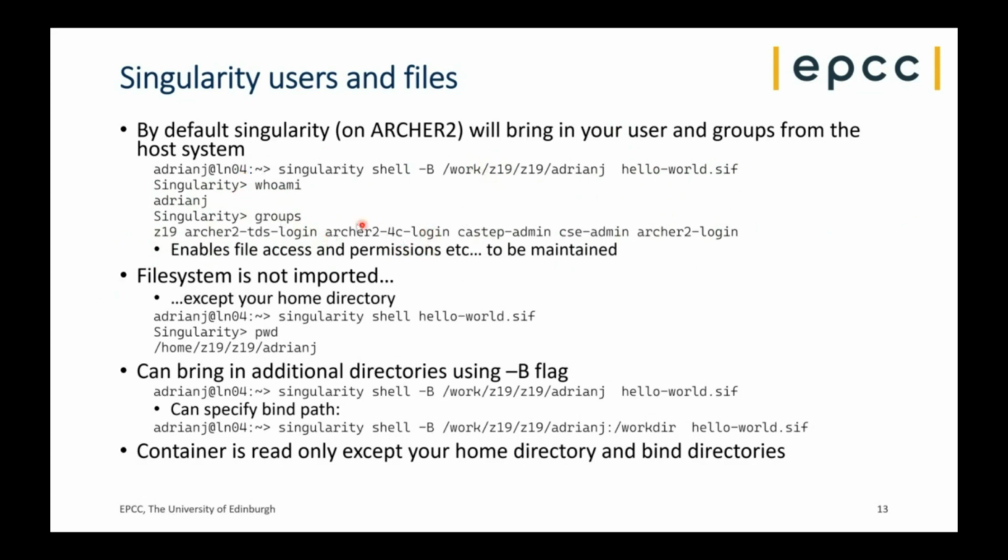Now, it doesn't wholesale import all the groups, so it won't know about other users on the system. But it knows about me and my groups, and that means it can work out which files I'm allowed to access and which file permissions I have. Now I can see in this command here, I'm using a special -b option, and I've not covered this yet. But basically, when you load up a Singularity container here on the login nodes, there's a certain amount of a file system which comes in with you, but no more.